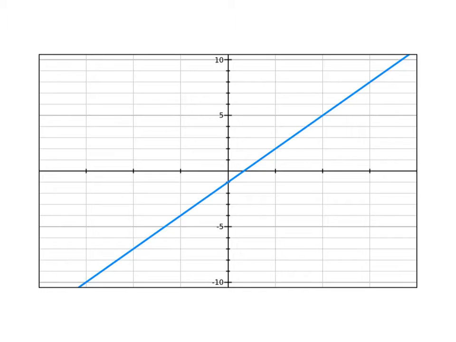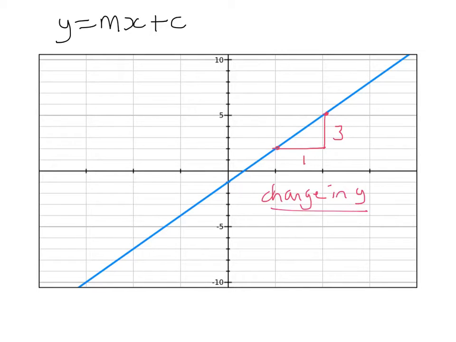Here's a straight line, and if we need to find the equation of it, we can use y equals mx plus c, where m is the gradient and c is the y-intercept. To work out the gradient, we take any 2 points, see what the change in y is, which is 3, what the change in x is, which is 1. So the change in y divided by the change in x is 3 divided by 1, which is 3.